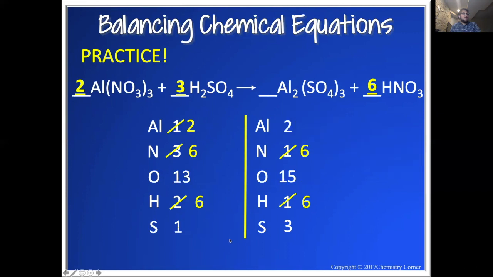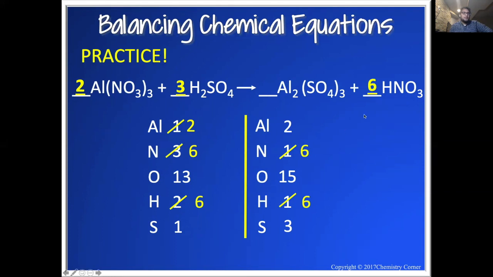So let's take a step back and look at the oxygens. Okay, so here it looks like we have, now there's a lot of oxygens, right? Oxygens are kind of a pain in the butt in chemistry because they're in so many different molecules that it's a little tough to keep track of them when you're doing this balancing, right?